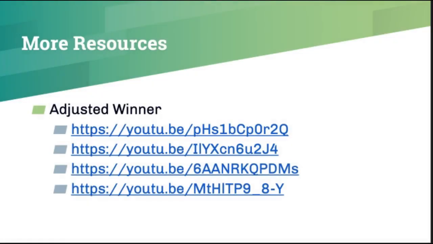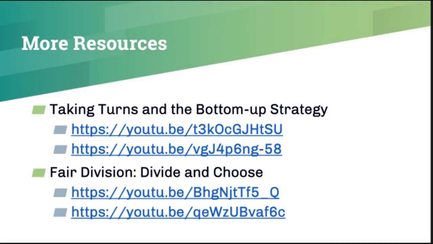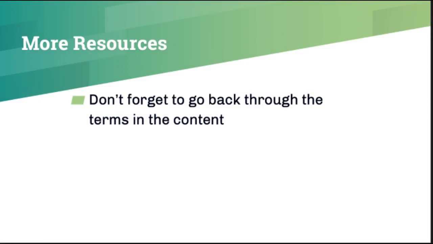Okay, here are some additional resources. Remember that you do need to go back and see some additional examples on adjusted winner, the Nassar inheritance, lone divider, taking turns, the bottom-up strategy, and divide and choose. And lastly, don't forget to go back through the terms that are in the course content. Have those either memorized or be familiar with how to apply those methods, or just analyze what the definitions of those different terms mean.